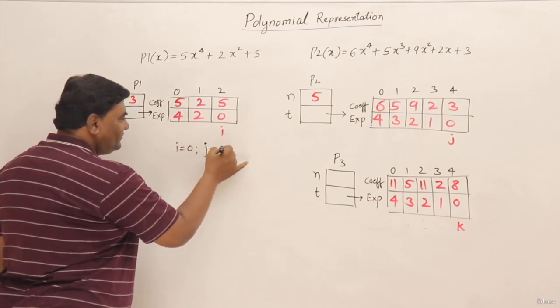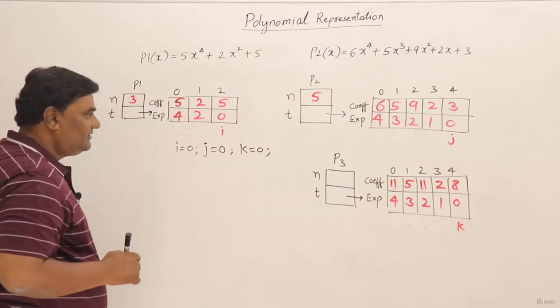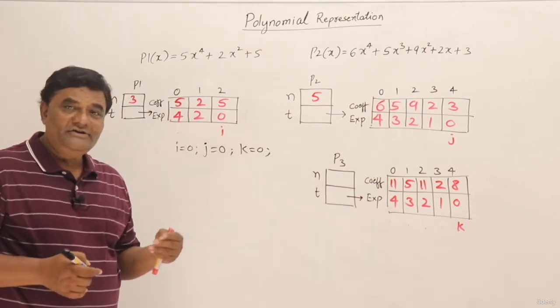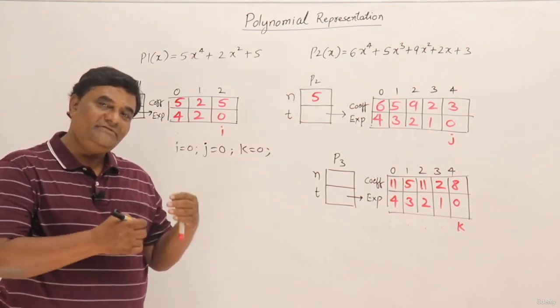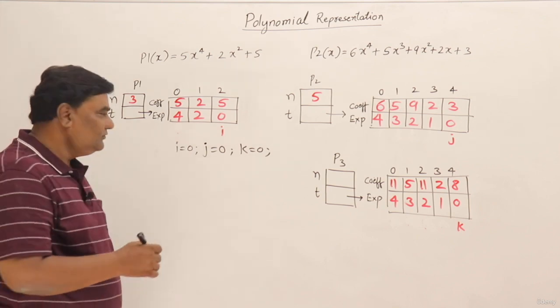J is also 0, and k is also 0. All are starting from 0. Then we don't know in total how many terms we get, so we can't use for. If we knew the number of terms, then we could say for these many terms. So we don't know; we have to use a while loop.